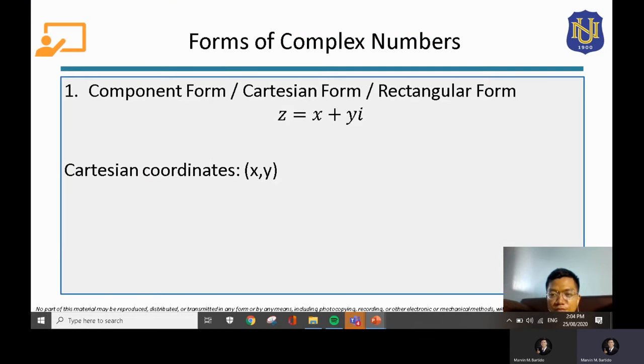So now let's talk about the different forms of complex numbers. The first form is the component form or Cartesian form or rectangular form. This is expressed by complex number z is equal to x plus yi. This is actually the same with the general form of complex numbers, right? For this form of complex number, we have Cartesian coordinates, where the real part and the imaginary part are x and y. So these are the Cartesian coordinates.